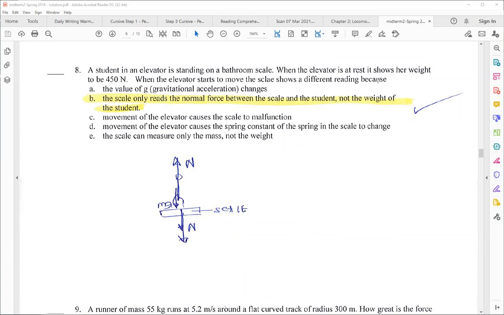We all know the answer to this. We're talking about the apparent weight, and the only option that explains what is going on is option B. It says that the scale only reads the normal force between the scale and the student, not the weight of the student. So the weight is when the elevator is not moving; that's when you get the normal weight. But if the elevator is moving or accelerating and it shows a different reading, that means the elevator is accelerating either upward or downward. So this is the idea here.